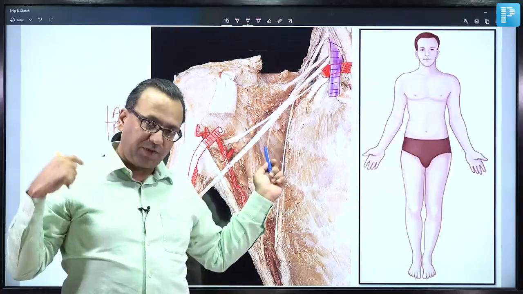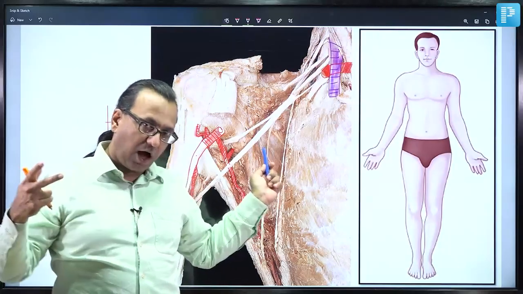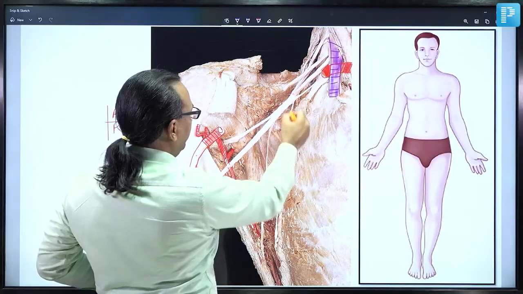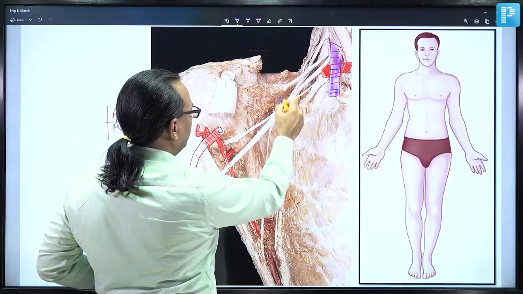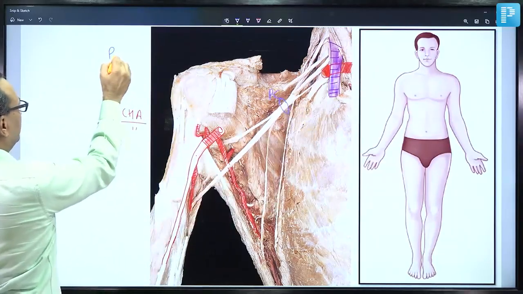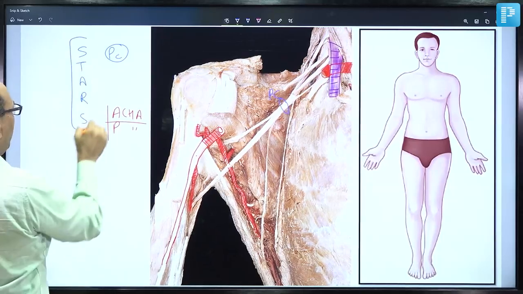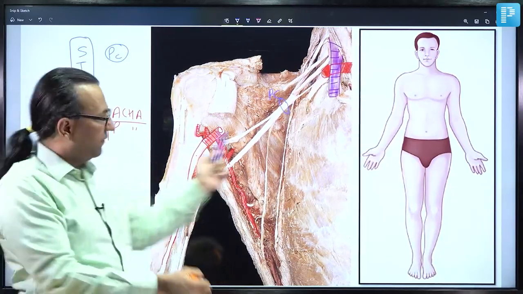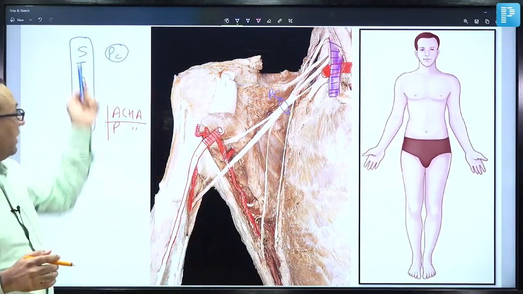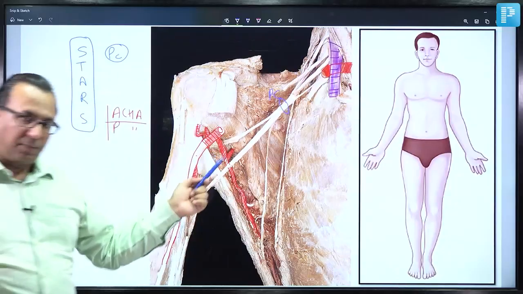Remember, 5 branches from the posterior cord of brachial plexus, STARS. Now, when you say posterior cord of brachial plexus is giving us 5 branches, the STARS, what is the full form of STARS? That is what we will discuss. But first you mention how the posterior cord of brachial plexus is formed.